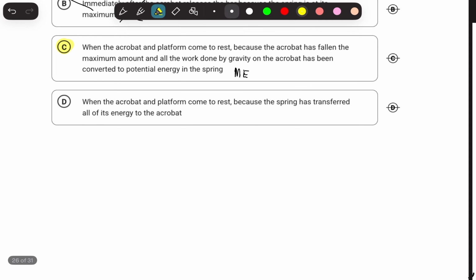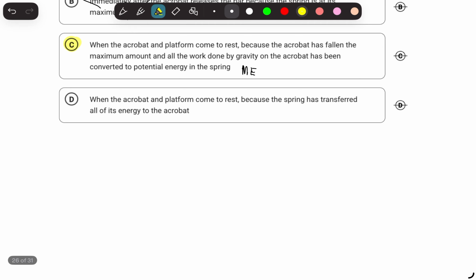Now let's just look at D. When the acrobat and the platform come to rest because the spring has transferred all of its energy into the acrobat. No, because the spring does not transfer energy into the acrobat. That's wrong. The energy is stored in the spring.